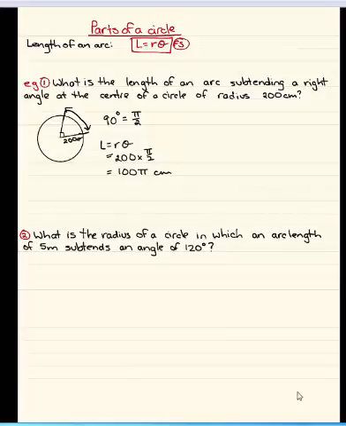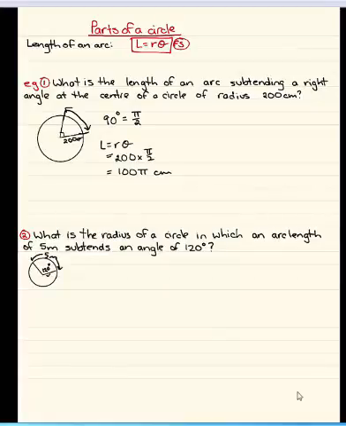Okay, now they can turn it around and they can ask us the other way. So what is the radius of a circle in which an arc length of 5 meters subtends an angle of 120 degrees? So again, just a little sketch can sometimes help you figure out exactly what it is you're trying to work out here. We're being told we've got a 120 degree angle, and again, excuse my dodgy drawing, and our arc length here is 5 meters, and they want to know what this radius is.